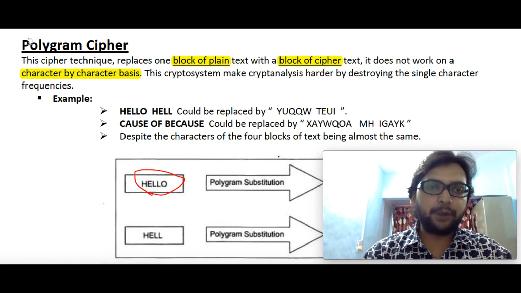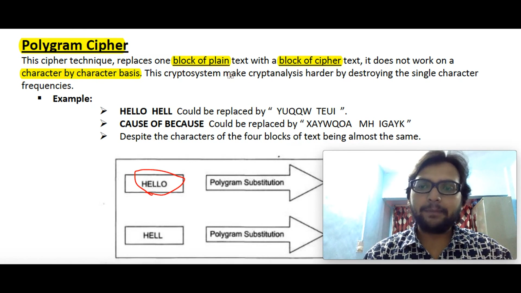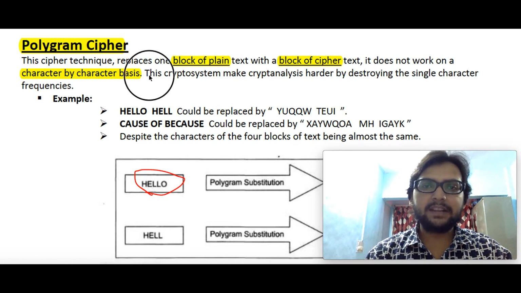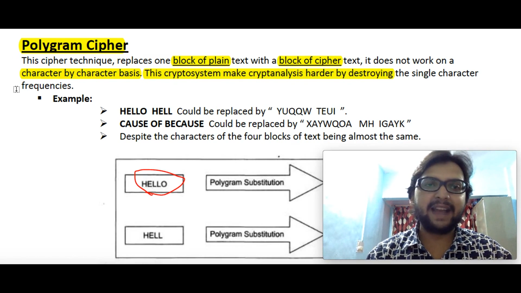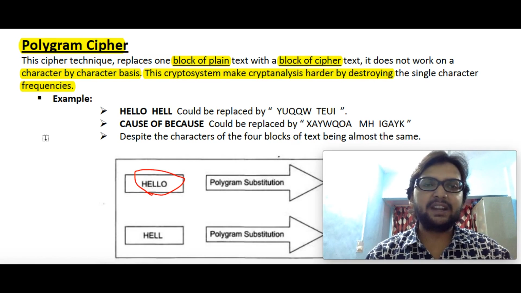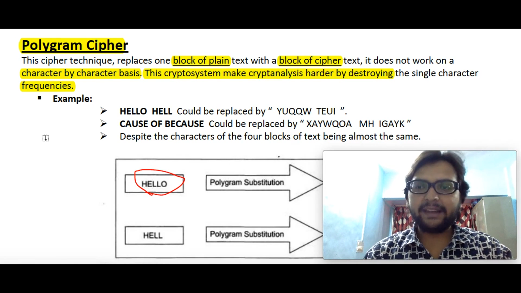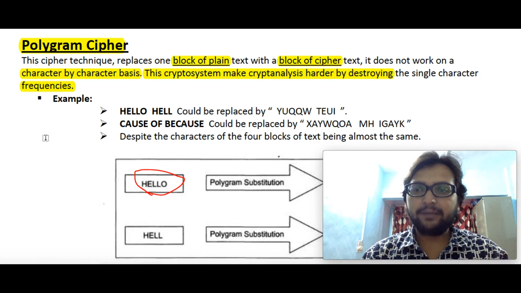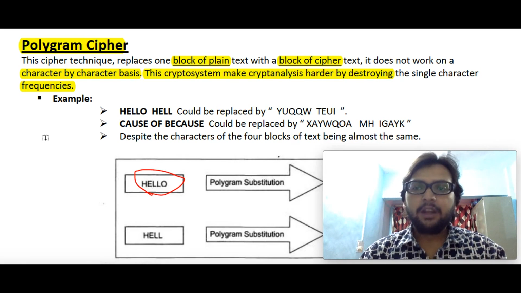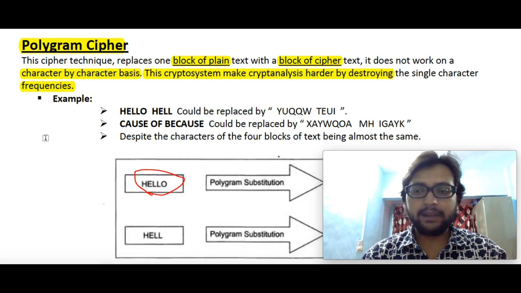Now this Polygram Cipher works on a block by block manner. This crypto system makes cryptanalysis harder by destroying the single character frequencies. So instead of replacing one character with another character, we replace a whole word with another word. Now remember, the previous 4 algorithms are very slow as well, because if I want to encrypt a whole document, it gets very difficult. It is very slow.